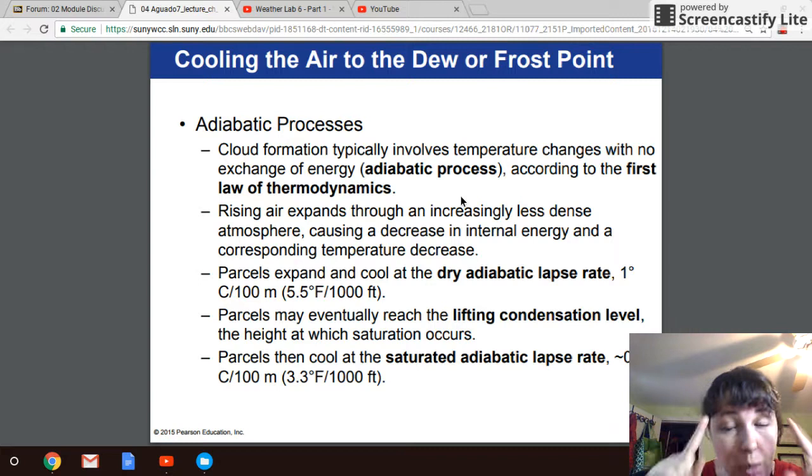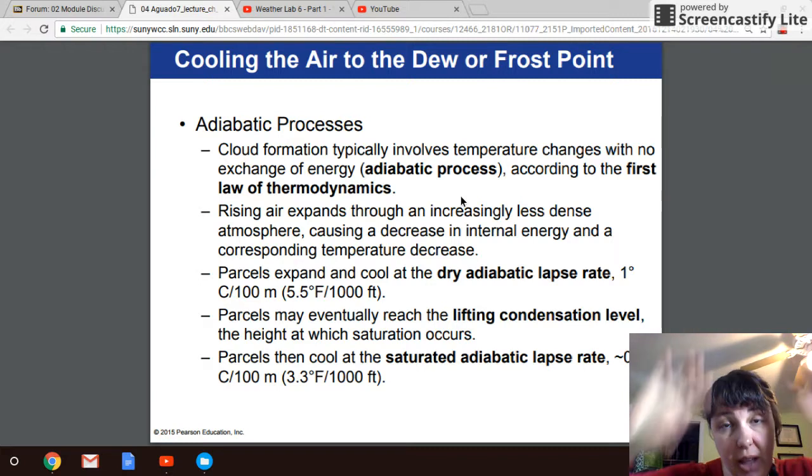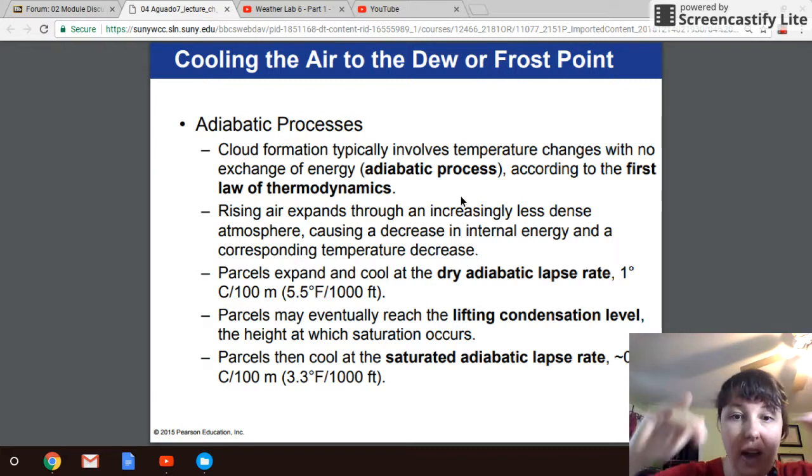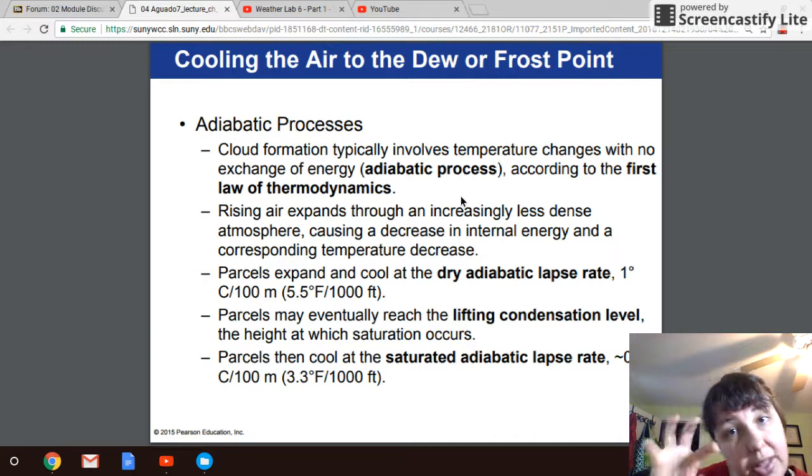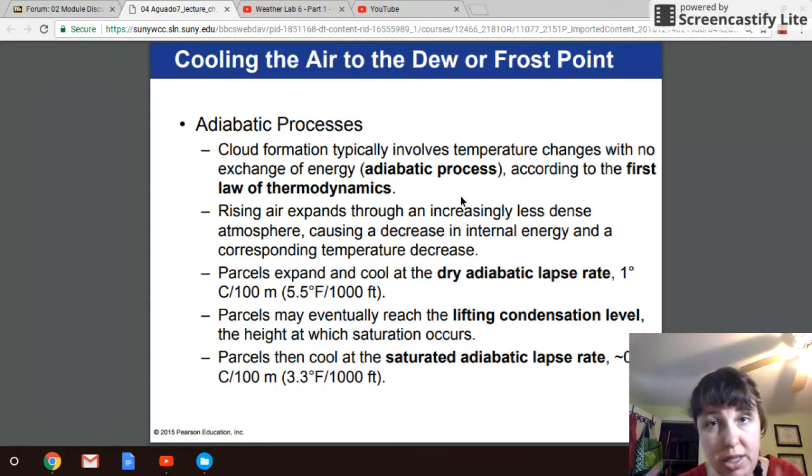Once I hit that point, all the rest of the cloud that forms above the base of that cloud is in what's called the saturated adiabatic lapse rate. This is the rate at which the cloud itself is cooling off versus the air around it. As we know, down in the troposphere, the temperature cools down as I increase in altitude. So I go up, temperature gets colder. The rate at which it will get colder is pretty consistent. This is known as my environmental lapse rate.